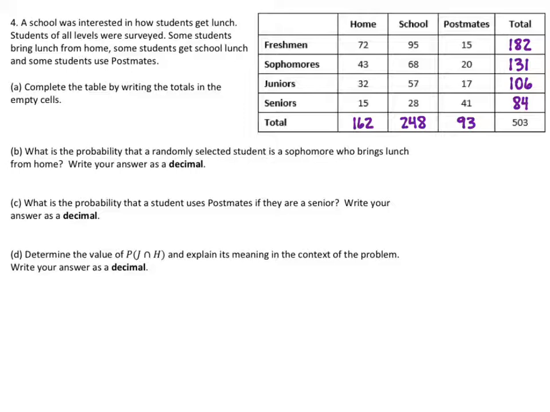Part B, it says, what is the probability that a randomly selected student is a sophomore who brings lunch from home? So the way we would write the probability statement here would be the probability of a sophomore intersects home. Okay, so we want the sophomore and we want home. So notice our sample space is going to be 503 because that's the total, and 43 is the group of people that are sophomores and bring their lunch from home. Now it says write our answer as a decimal, so we're going to use our calculator, and we end up with 0.085.